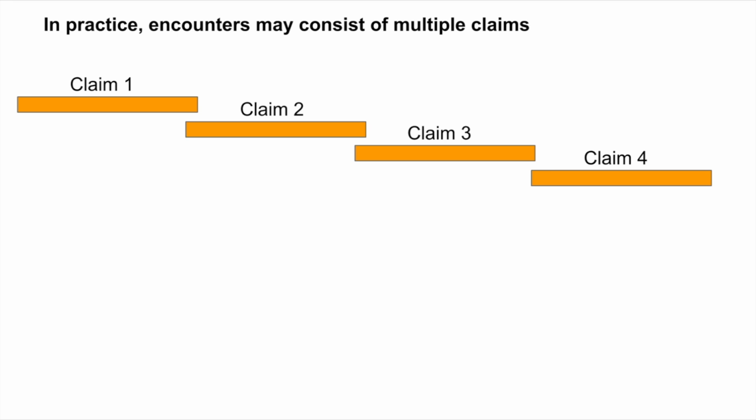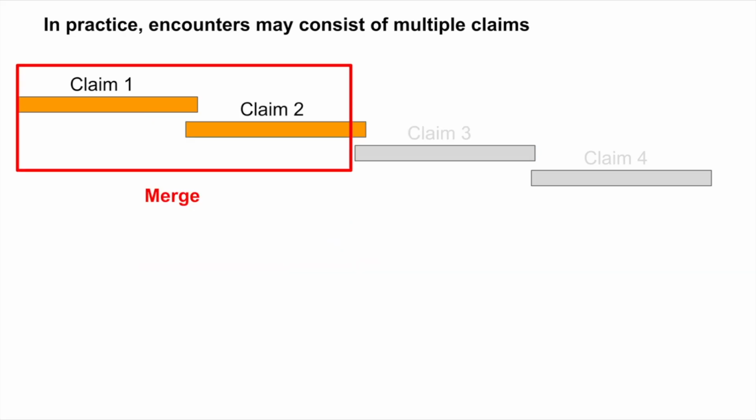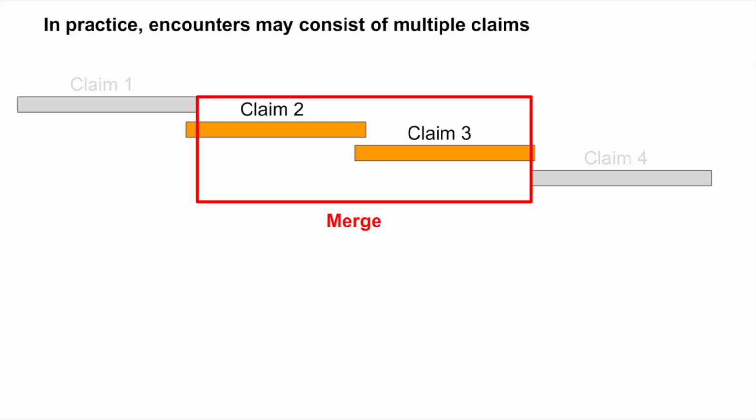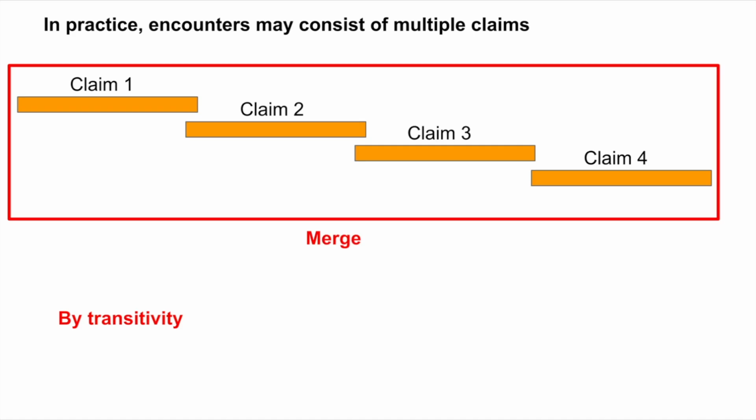So for example, let's say that we decided any two claims should be merged if they belong to the same person and have some kind of overlap in time. In that situation, when we compare claim 1 and claim 3, we would not merge these two claims because they do not overlap in time. But claim 1 overlaps with claim 2, and claim 2 with claim 3, and claim 3 with claim 4. So by transitivity, all of these claims should be merged into the same encounter.